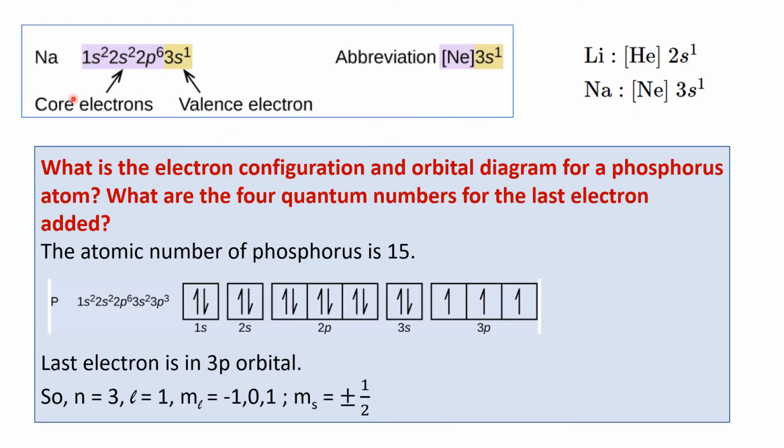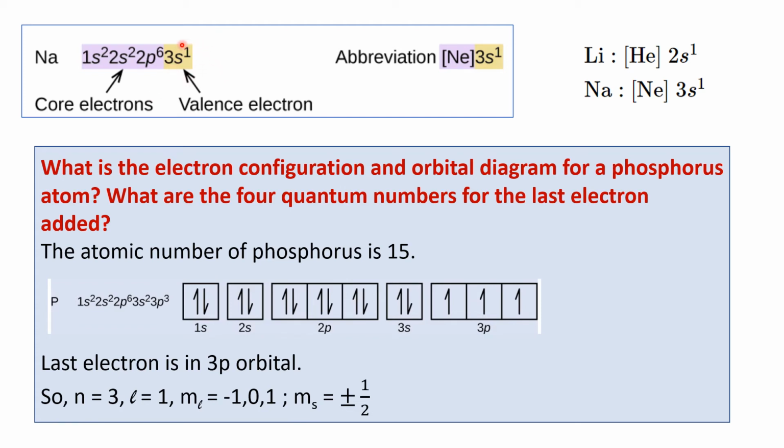Now let's see what are core electrons and what are valence electrons. So when we write for sodium, sodium has atomic number of 11. It means that it has 11 electrons. So when we write the electronic configuration for sodium, it is 1s2, 2s2, 2p6, 3s1.